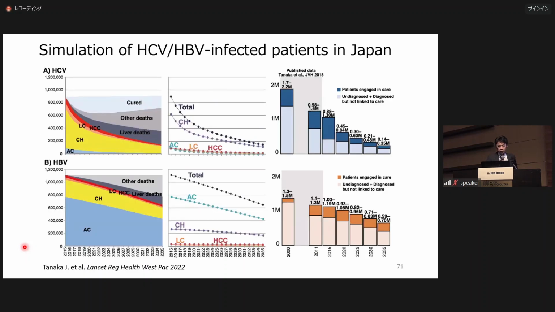This is a result of a simulation of HIV and HBV-infected patients in Japan. The number of infected patients is estimated to increase, but many patients are still undiagnosed or diagnosed but not linked to care. So we have to find such patients and link them to care.